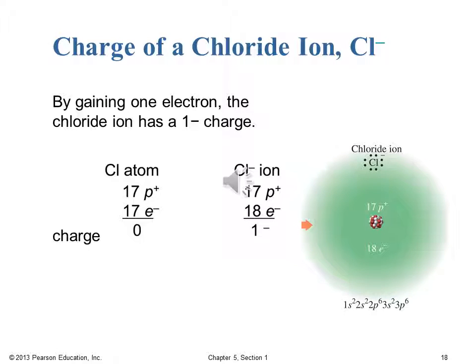Here again, to show it visually for those of you who like your math in a more traditional format, we have the chlorine atom, 17 protons, 17 electrons, net 0 charge. The chloride ion, 17 protons still, but now 18 electrons to give that 1 minus net charge on chloride.